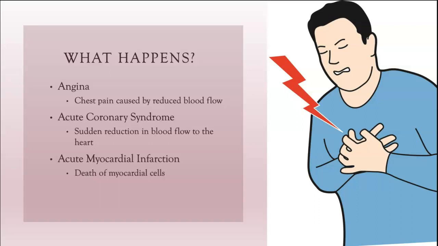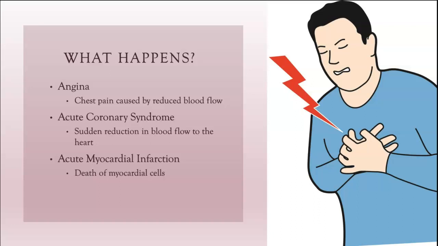So we will discuss three things that can happen when blood flow to the heart muscle is impaired. Angina, which is chest pain that is caused by reduced blood flow to the heart muscle. In other words, the term angina, when talking about chest pain, is specific to reduction in blood flow to the heart. If someone has chest pain related to coughing or an injury, this would not be called angina. It would be chest pain secondary to trauma or something like that.